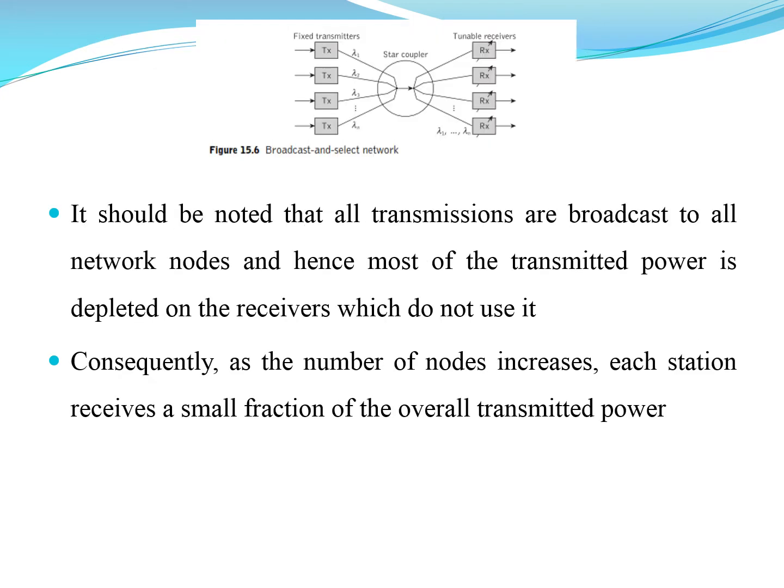So this is how it happens. This is fixed transmitter. This is tunable receiver. So this is a star coupler. We see that we have M inputs and N outputs. So these are acting as branch fibers. This is acting as a main fiber. So we consider it as the broadcast transmission.